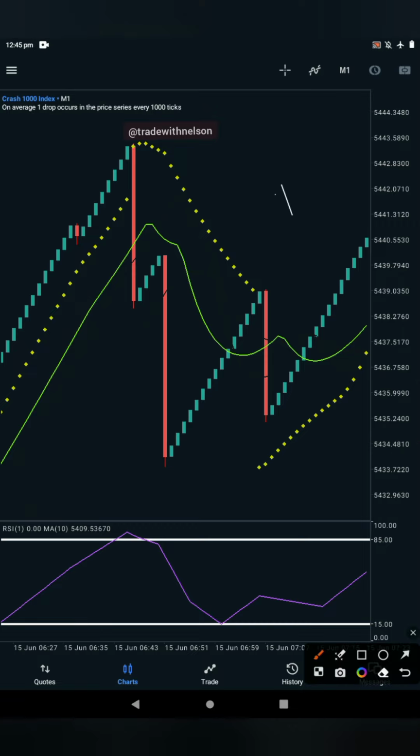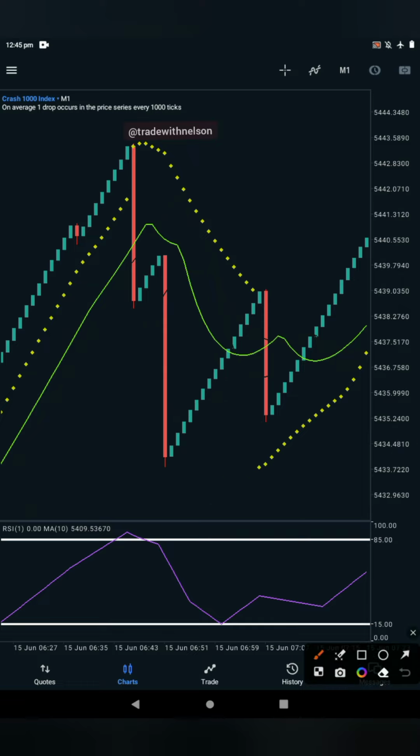This is the Crash 1000 market, 1 minute time frame. So everything we are looking for in the Boom market is opposite to the Crash market. The only difference is that we are looking for buys in the Crash market because we are not cashing the spike. We are waiting for the retracement to cash our trade to the upside.